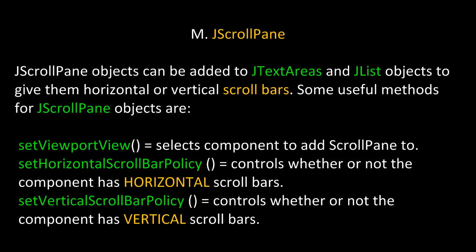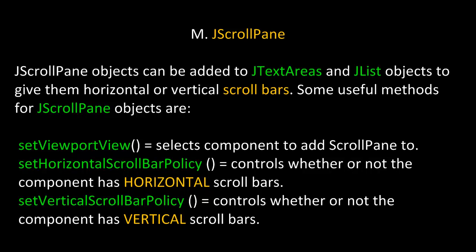This brings us to the next swing component, the JScrollPane. JScrollPanes and JTextAreas go together like peanut butter and jelly. JScrollPane objects can be added to JTextAreas and JList objects to give them horizontal or vertical scroll bars. Some useful methods for JScrollPane objects are setViewPortView, which selects the component to add the scroll pane to.